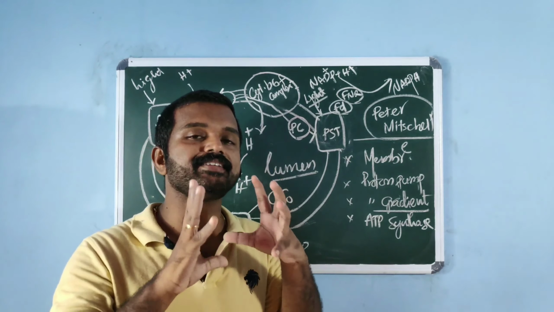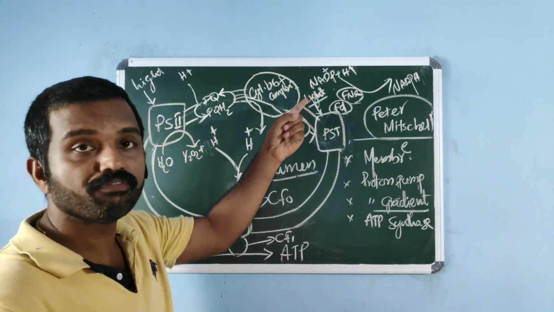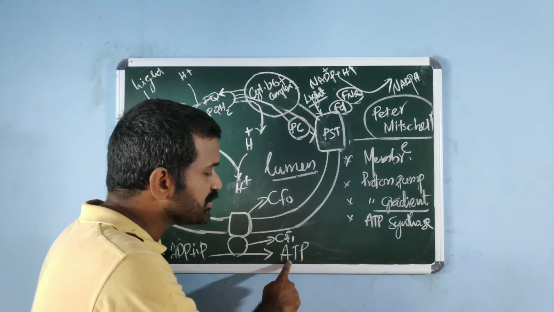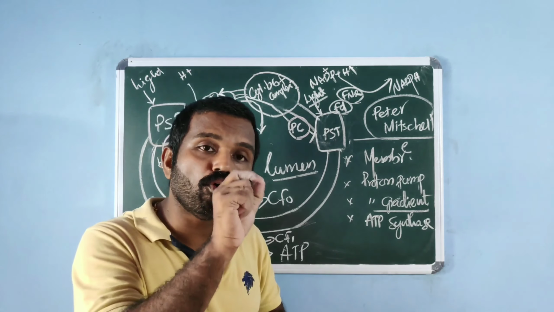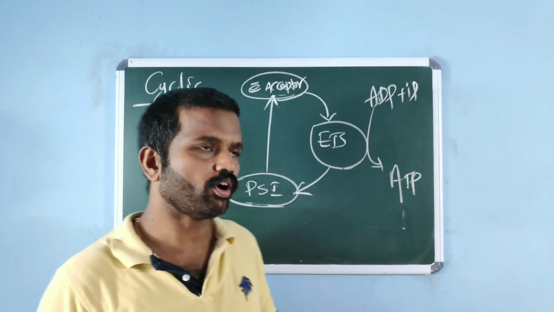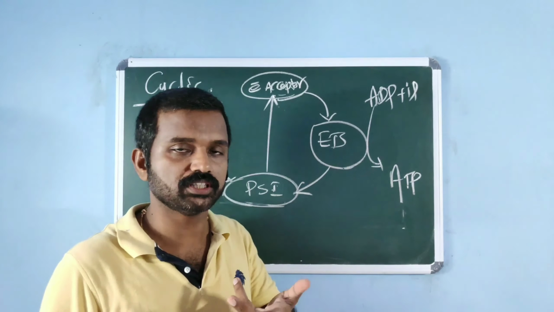Here, since light energy is responsible for creating the proton gradient, the mechanism of ATP synthesis is known as photophosphorylation. Cyclic electron transport: only PS1, photosystem 1, is functional.